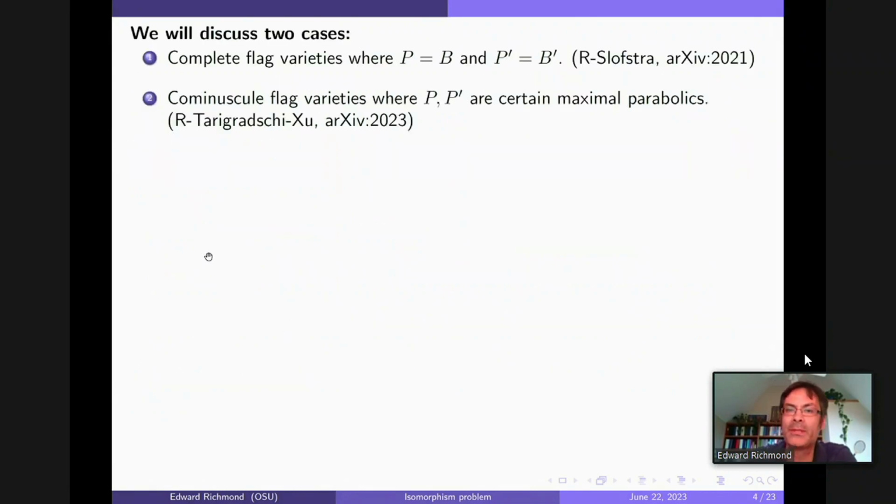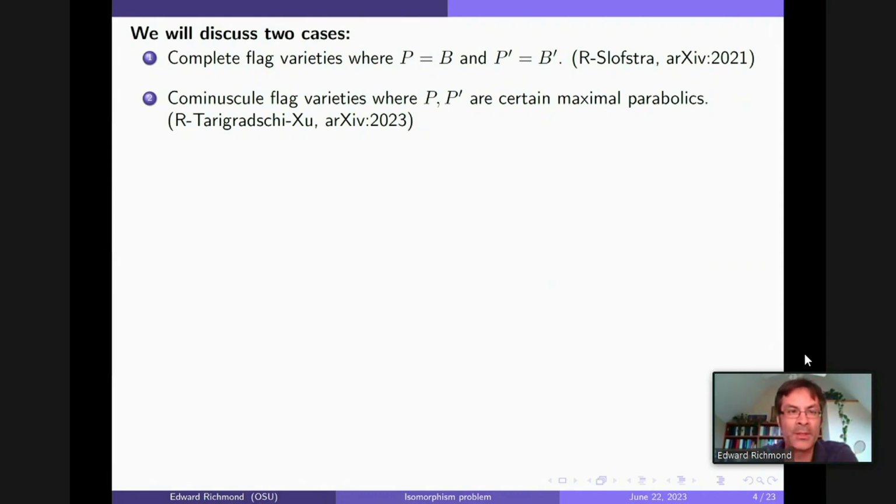So in this talk, we'll discuss two cases. The first case, as I mentioned before, is work with William Slofstra, where we're going to look at complete flag varieties, where the parabolics we're going to take are just going to be the Borels themselves. This is the complete flag variety. And then the second case we're going to look at later is going to be co-minuscule flag varieties, where the parabolics that we're going to be taking are going to be certain maximal parabolics that satisfy some extra conditions.